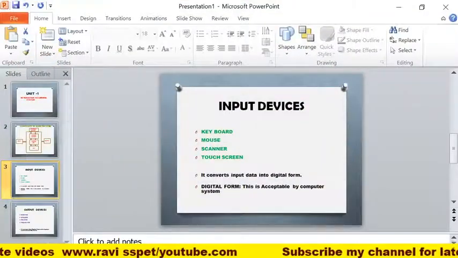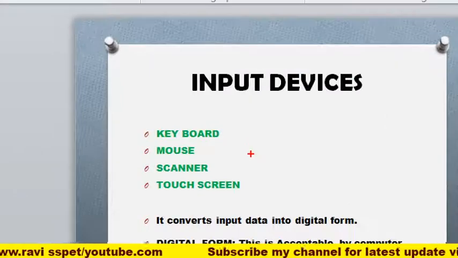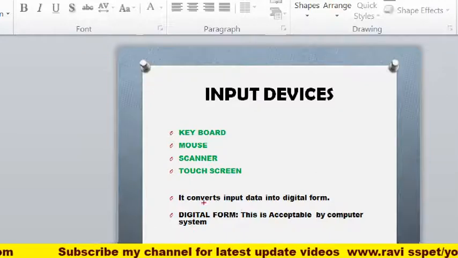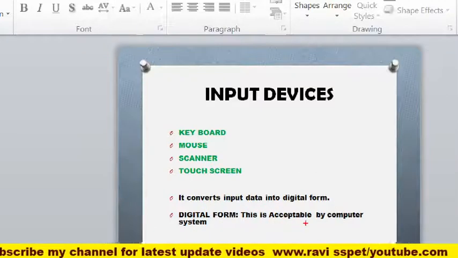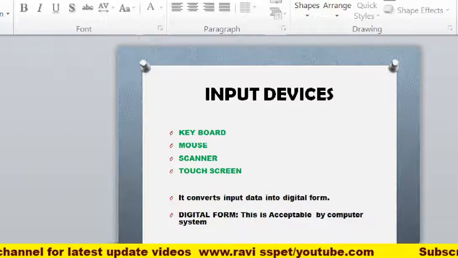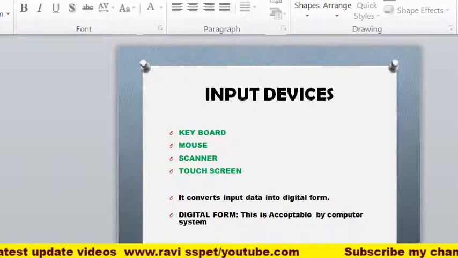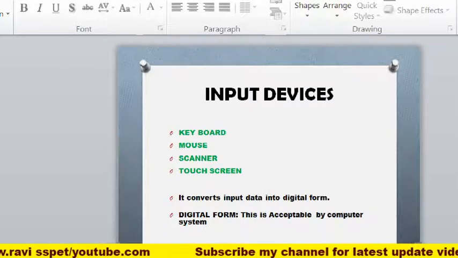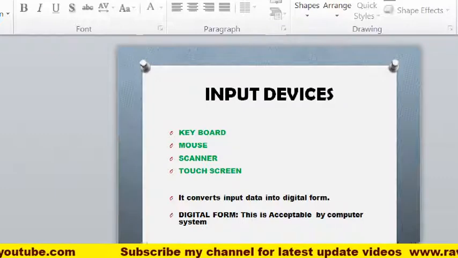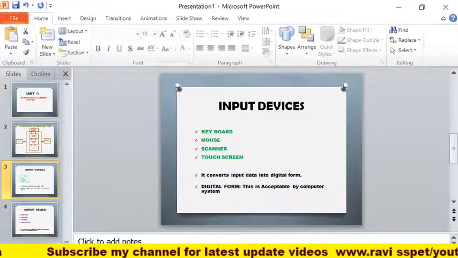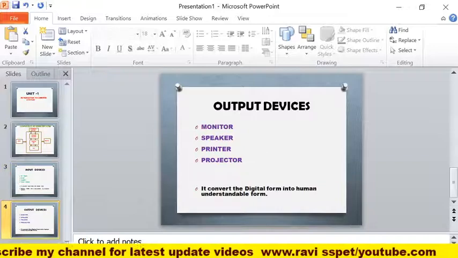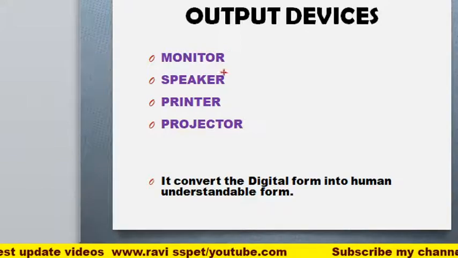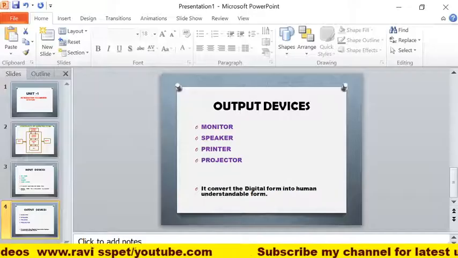In general the input devices are keyboard, mouse, scanner, touch screen. They convert input data into digital form. What is digital form? It is acceptable by the computer. The computer will not understand any language we give, so the input devices convert it into computer understandable language, that is, acceptable by the computer system. What is the next one? Output devices. Output devices are, for example, monitor, speaker, printer and projector.